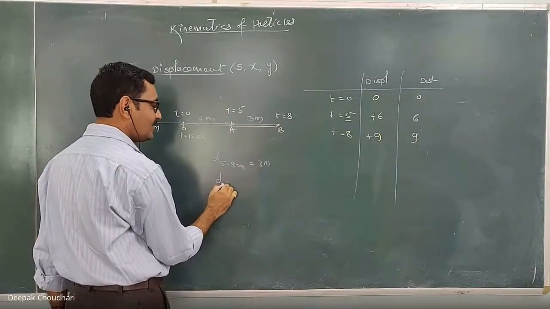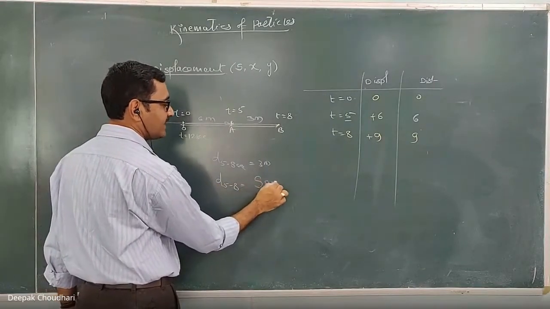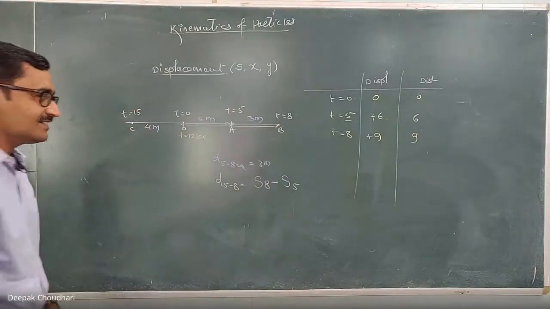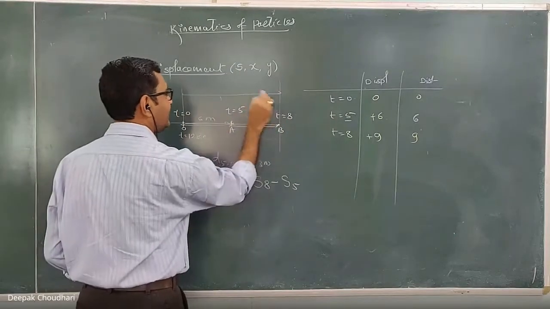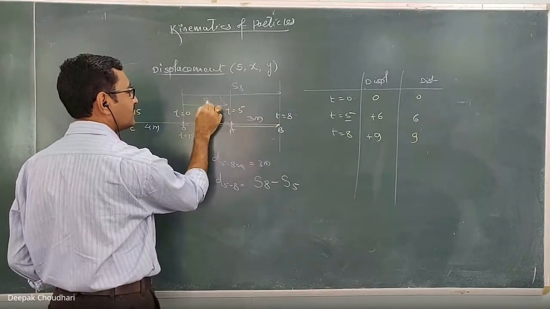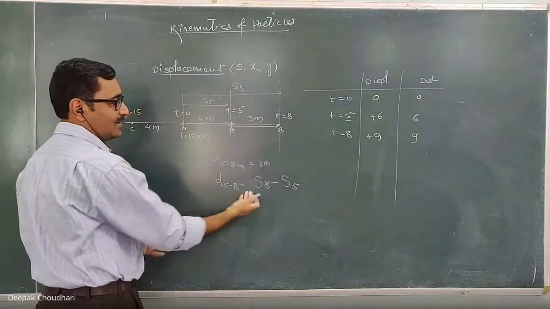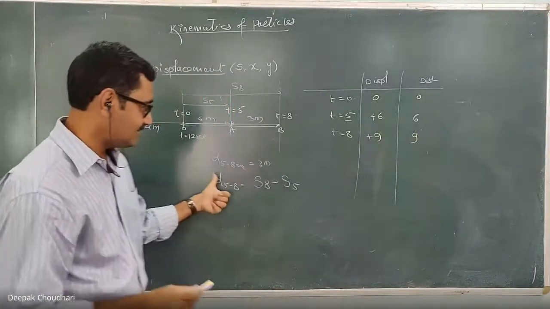Then the distance traveled by the particle from 5 to 8 seconds is equal to the displacement at 8 seconds minus displacement at 5 seconds. Isn't it? Here, this becomes the displacement at 8 seconds, and this is the displacement at 5 seconds. So displacement at 8 seconds minus displacement at 5 seconds, you will get the distance traveled by the particle from 5 to 8 seconds. Have you understood this?